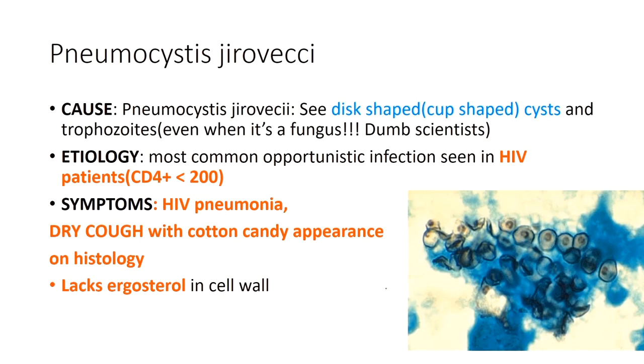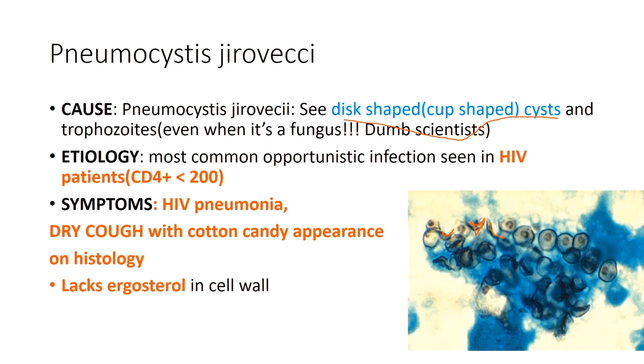All right, Pneumocystis jirovecii, we're heading down to our last few organisms. So Pneumocystis jirovecii, this is actually the most common opportunistic infection seen in HIV patients. And this is considered when it's AIDS or CD4 count less than 200. This is a disc-shaped or cup-shaped cyst that you're going to find. So if you actually look here, you can see one here and here. It actually looks like if I were to make a cup out of this, right? So you have this kind of indent, and here's another cup here.